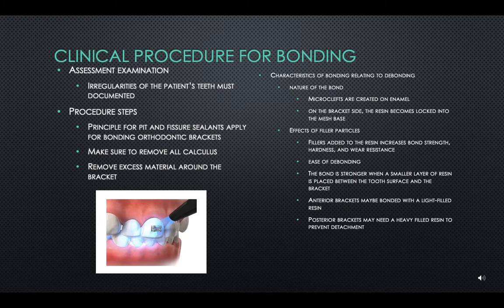Anterior brackets may be bonded with a light fill resin, and posterior brackets may need a heavy fill resin to prevent detachment. Use of fluoride releasing bonding system. Use of fluoride releasing bonding system can prevent demineralization around brackets.